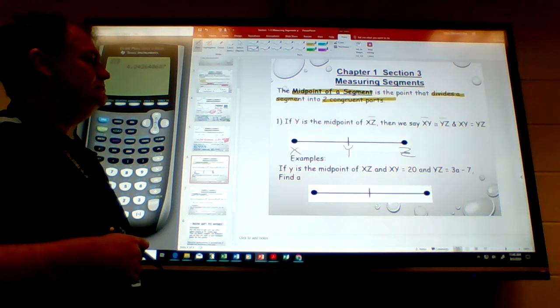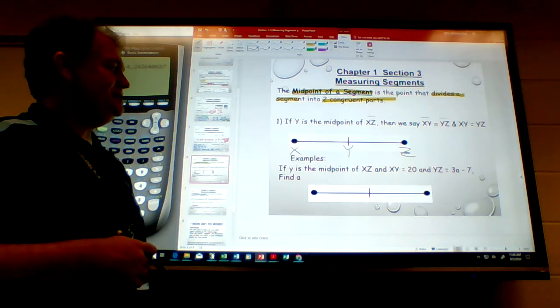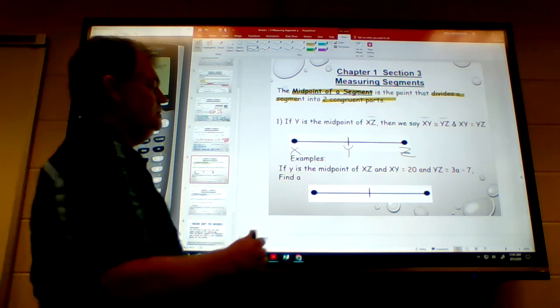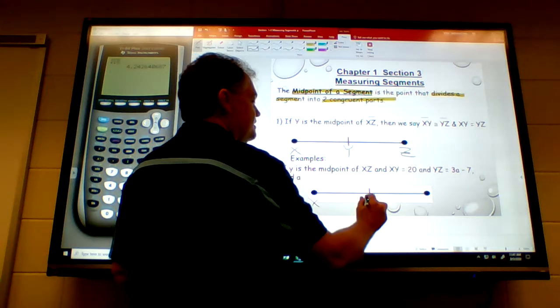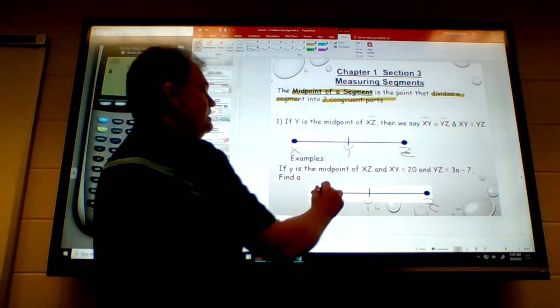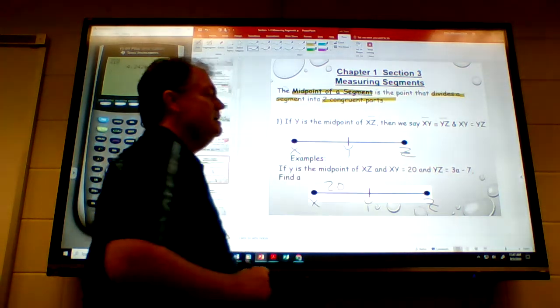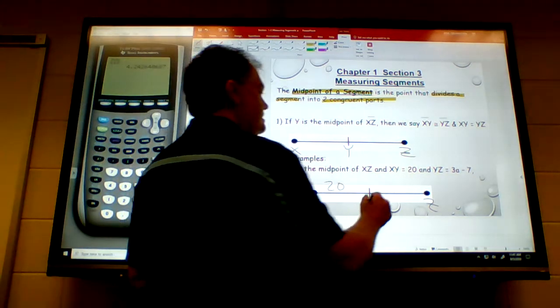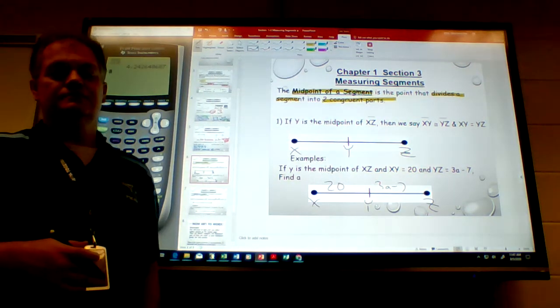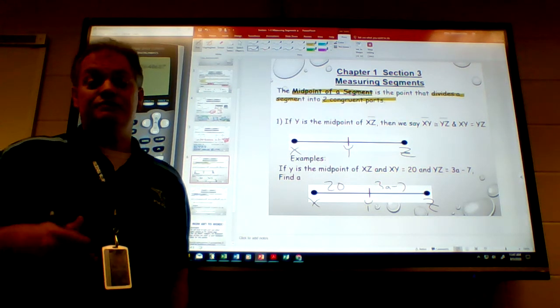Now, let's say by chance we're given this example. Here's what we know. We know that this is x, we know that this is y, and we know that that's z. We know that xy is 20. And we know that yz is 3a minus 7. And we want to know what the value of a is. We're trying to figure that out.